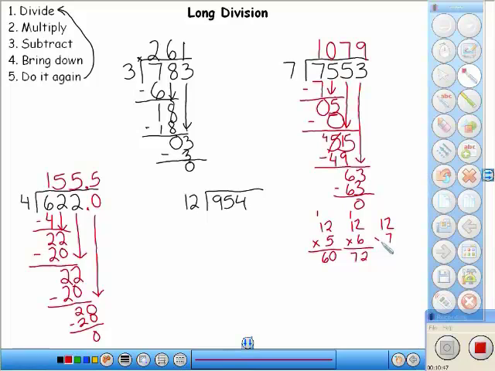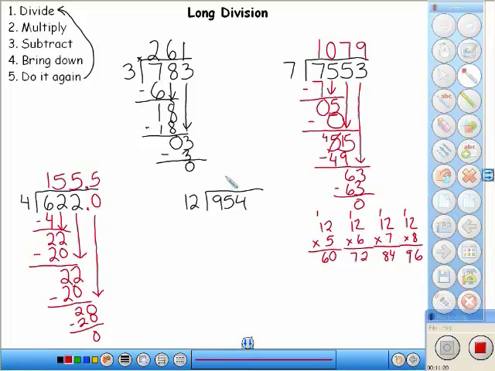12 times 7. Let's see here. 2 times 7 is 14, carry the 1. That would be 8. 84. Does that fit? Yeah, it does. So let's try one more. Let's see if 8 works. I'm not sure. 8 times 2 is 16, carry the 1. 8 plus 1 is 9. 96. Oh, barely too big. So 96 doesn't fit. So 7 times fit, but 8 times does not fit.